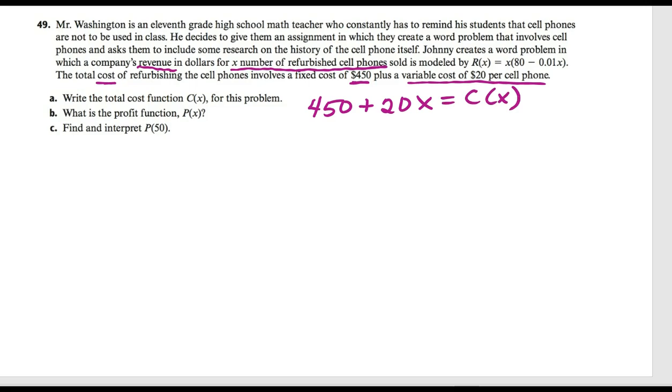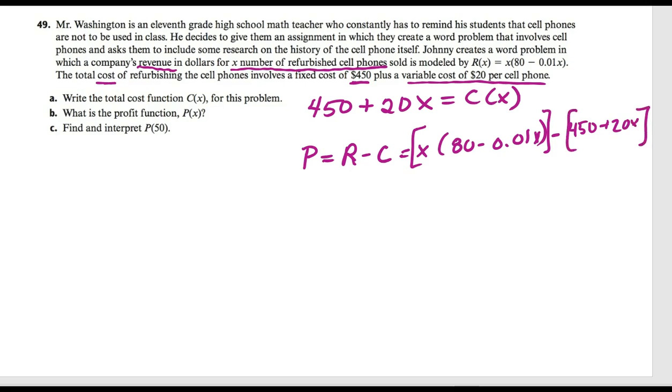Now our profit function, we have to realize that profit is always revenue minus cost. This is just a business model that if we're selling something, how much did it cost us to produce it? You have to subtract it off of how much money you brought in, okay? Revenue is the amount of money you're bringing in. C is the amount of money you spent. So in our case, the revenue function was given to us, and the cost function we just made ourselves. So we're going to subtract the revenue function minus this cost function.